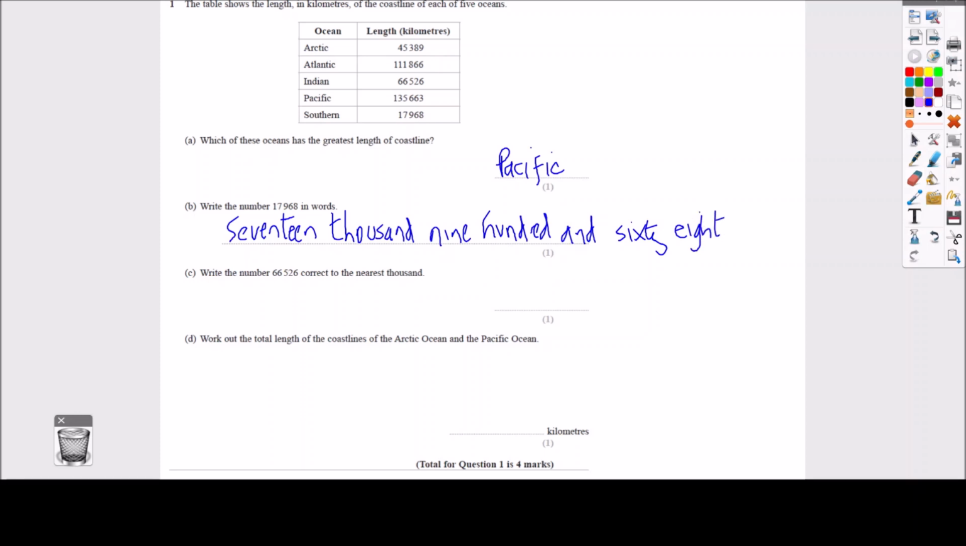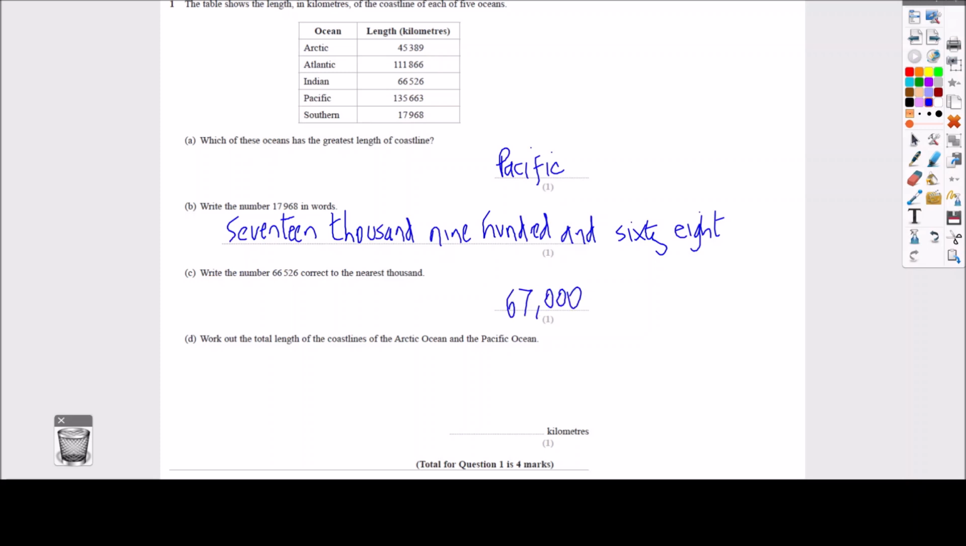Okay, part C. Write the number 66,526 correct to the nearest thousand. So that's either going to be 66,000 or 67,000. Well, as it's over 66,500, it's nearer 67,000.